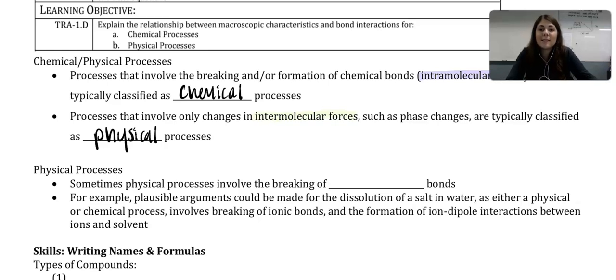Sometimes physical processes can actually involve the breaking of chemical bonds. One of those could be when we talk about dissolving a salt in water. So this can either actually be a physical or chemical change because technically you are breaking the ionic bond when we're taking that solid and dissolving it in water. You do break the bond, but you could actually get that solid back if we evaporated the water. So there is kind of a throw-up in the chemistry world. Is it physical? Is it chemical? It's kind of a mixture of both.